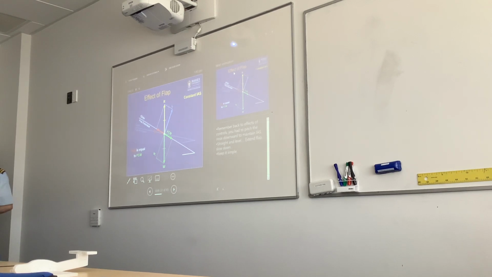We have to increase the forward component of weight. It's now equal to the drag. And once again, the downwards forwards forces are equal to the upwards backwards forces, and the aeroplane is still in equilibrium, still maintaining the same speed. But we're now descending at a steeper angle, so our range has reduced, and at a faster rate, so it won't take us as long to descend. And we'll have a look at that in the flight today as well.